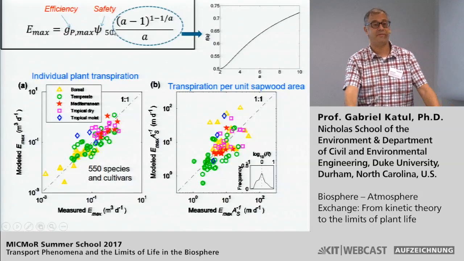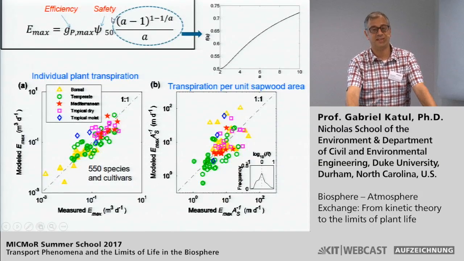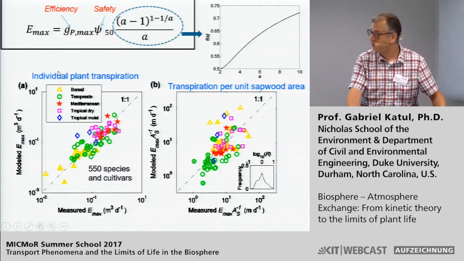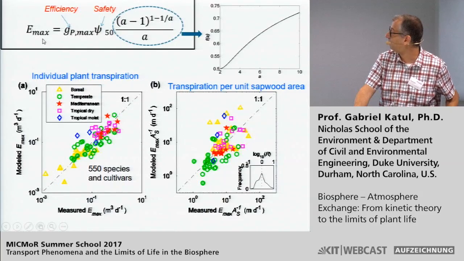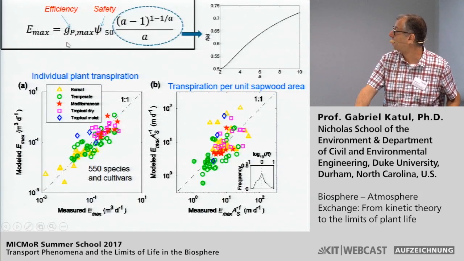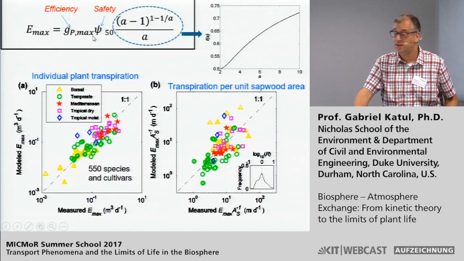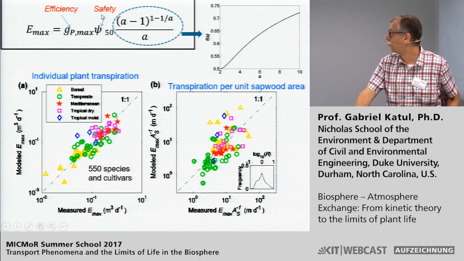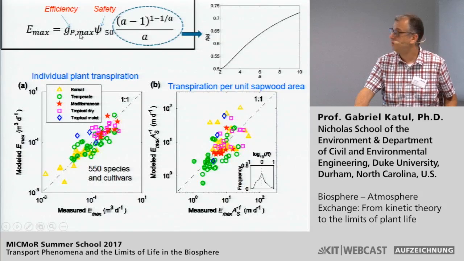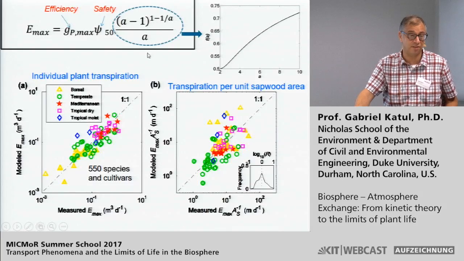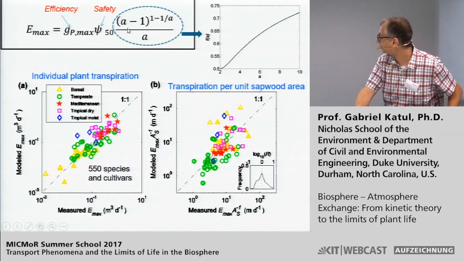So we don't have yet a super plant where we can increase psi 50 and GP max. Okay, we have not yet designed it, but basically it does suggest that for a maximum transpiration rate, there are a whole slew of strategies that you could achieve this maximum. You could be safe, so you have a high psi 50, but then you are not very efficient. Or you could be extremely efficient, but you are going to pay the price if there is uncertainty in pressures.